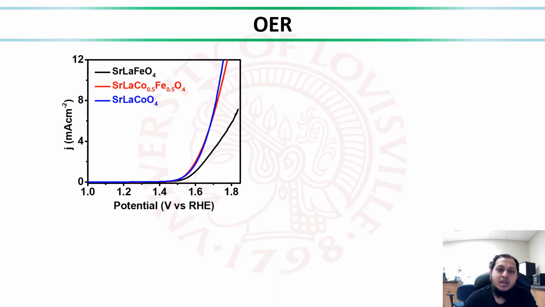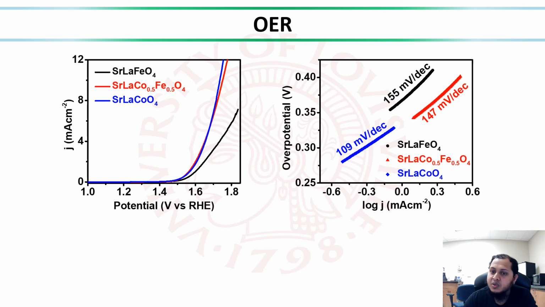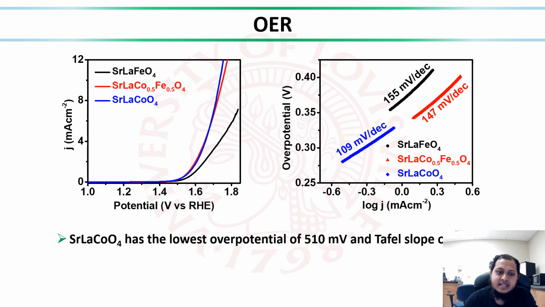Here, this is the polarization curve of the OER reaction, and this is the Tafel plot. From here we can see strontium lanthanum cobalt O4, the blue line, has the lowest overpotential of 510 millivolt and a Tafel slope of 109 millivolt. That means it is the best catalyst in this series.